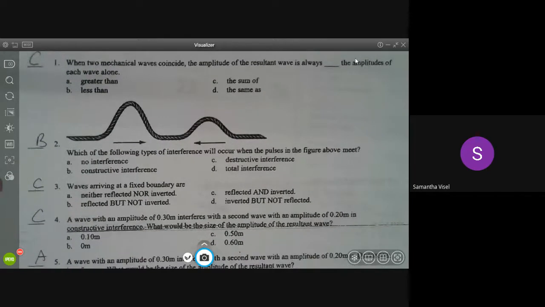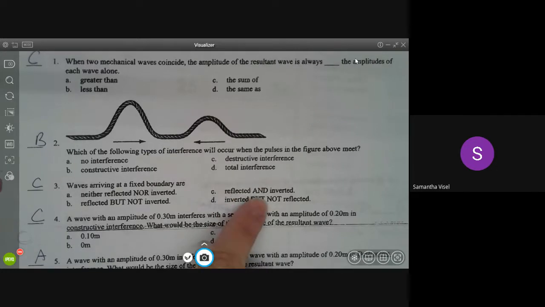3, what happens to waves when they arrive at a fixed boundary? So this is one of the first sentences in our notes here. Waves at a fixed boundary, they are reflected and they're also inverted. So they flip their position as well as bounce back.